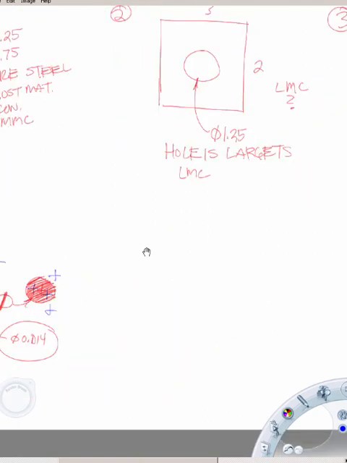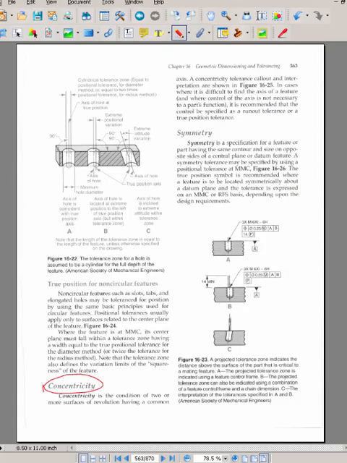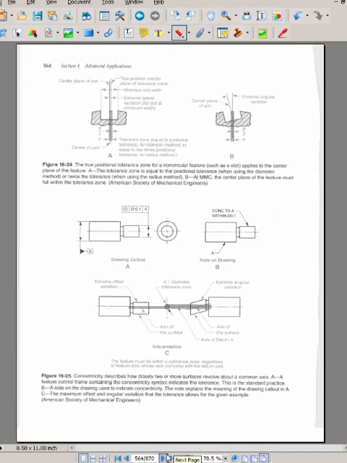Concentricity deals with concentric features, or co-center, I should say, that's a better way to word it, meaning that a center axis or a center point would work as an example here. And we have a nice little example on this page for concentricity.